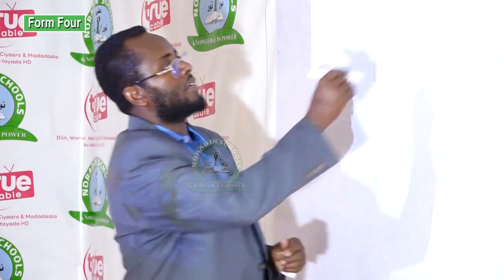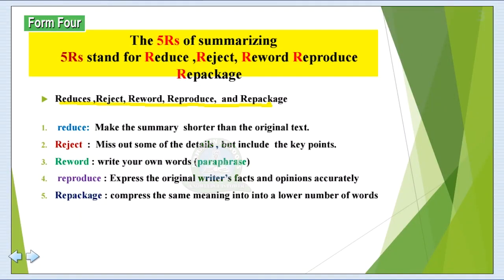What about reject? Reject. Miss out some of the details, but include the key points. Okay, the key points. So number one, reduce, make the summary shorter than the original one. And the other, reject, miss out some of the details, but include the key points. You need the key points, but you don't need more details.